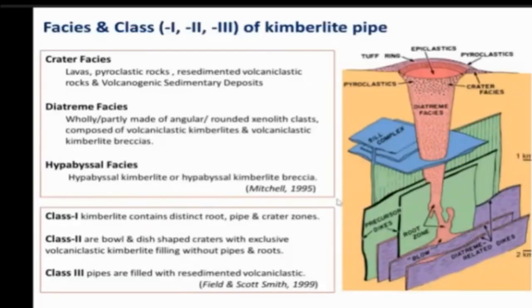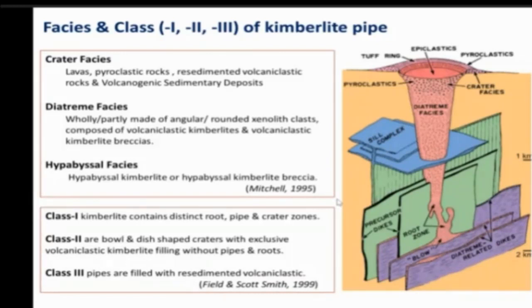So now talking about the different phases and the types, or rather classes, of kimberlite that are commonly associated with excavation and also from the academic point of view. Talking about the facies, the kimberlite facies can be represented by three contrasting types of facies with respect to where it is found in or on the earth surface. So the three facies are termed crater facies, diatreme facies, and hypabyssal facies.